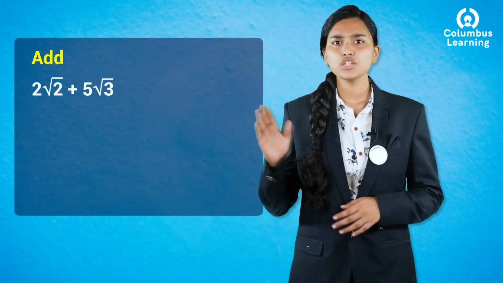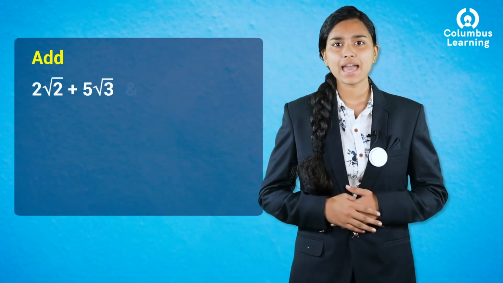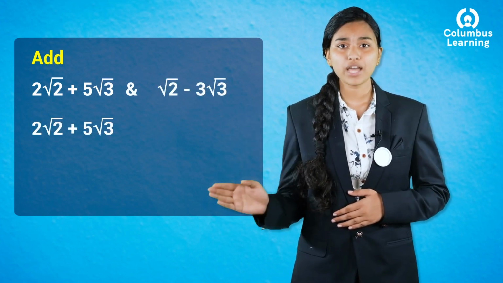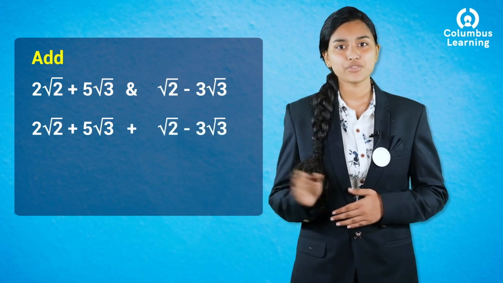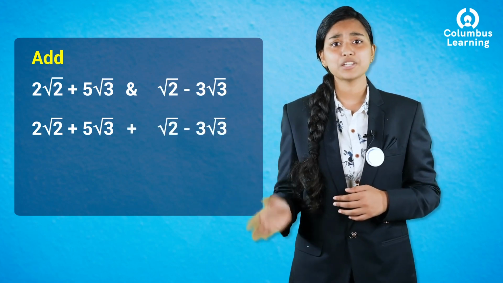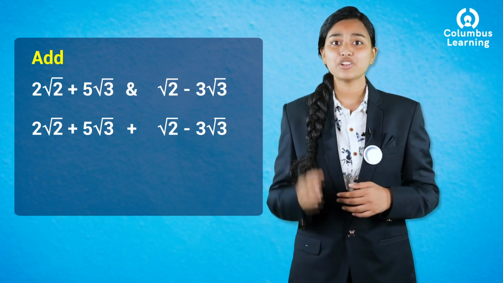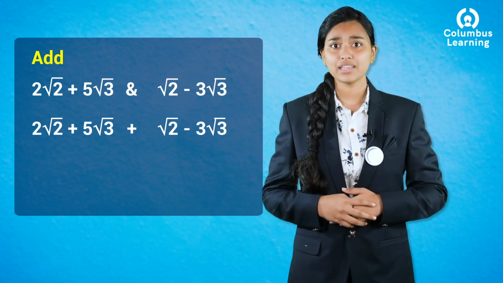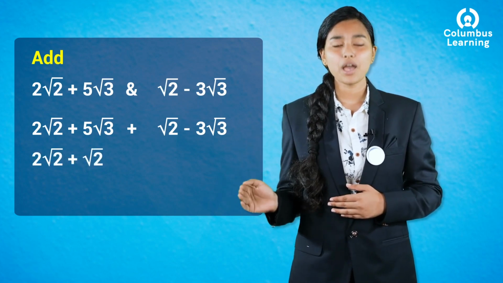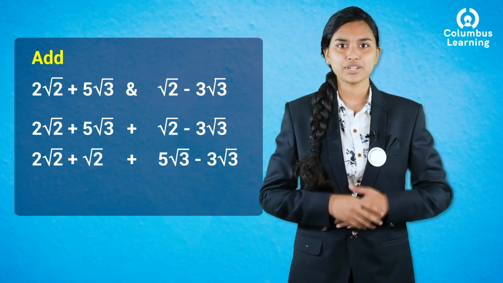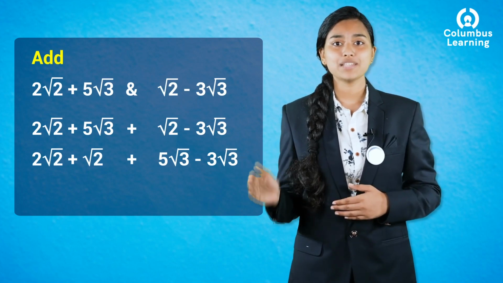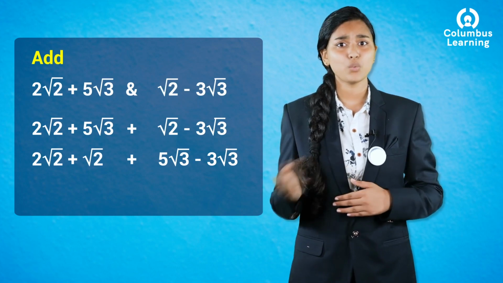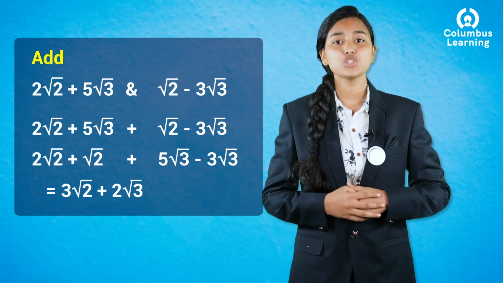Let's add 2 root 2 plus 5 root 3 and root 2 minus 3 root 3. That is, 2 root 2 plus 5 root 3 plus root 2 minus 3 root 3. Since the addition and multiplication of rational numbers and irrational numbers are associative and commutative, we can rearrange them like 2 root 2 plus root 2 plus 5 root 3 minus 3 root 3. That is, (2 plus 1) root 2 plus (5 minus 3) root 3. We get 3 root 2 plus 2 root 3.